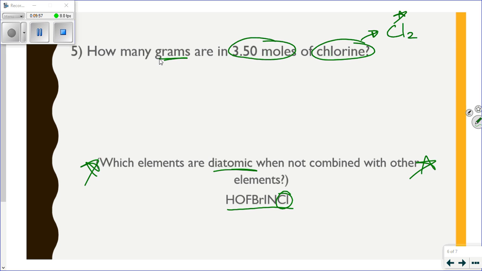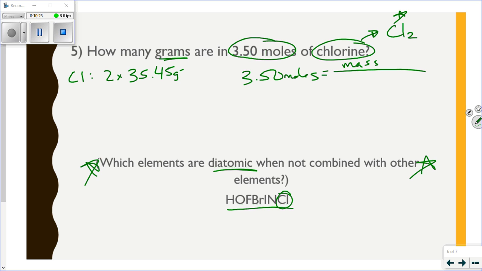I have my number of moles this time. It's 3.50 moles. I want to know the grams, the amount of mass, in this many moles of chlorine. So I go over to the side again, I have to calculate the gram formula mass. The only element I have is chlorine, but I've got two of them. So you go to your periodic table, you'll see that chlorine in each atom has a mass of 35.45 grams. Multiply that by 2, you get 70.9 grams. That is your gram formula mass for a diatomic chlorine molecule. Pop that over here, 70.9 grams.